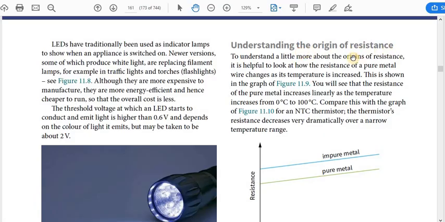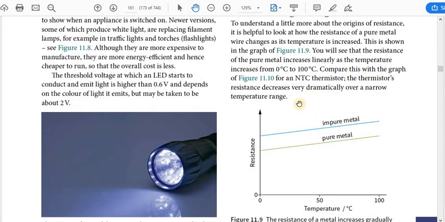Okay, understanding the origin of resistance. To understand a little more about the origins of resistance, it is helpful to look at how the resistance of a pure metal wire changes as its temperature is increased. This is shown in the graph of figure 11.9. You will see that the resistance of the pure metal increases linearly as the temperature increases from 0 to 100 degrees Celsius. It's increasing linearly, a straight line. That's what we mean by linear.